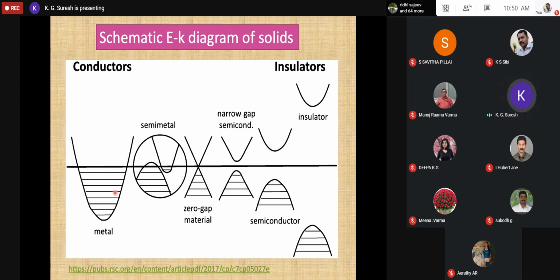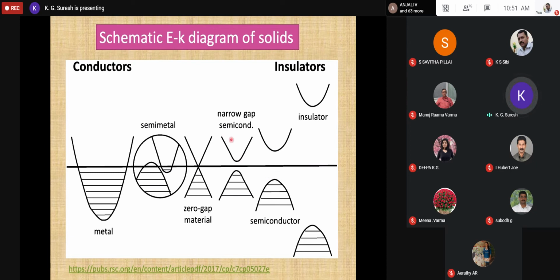You can see that it's a very simple case. It's a parabolic band. You can see that this is the highest occupied level, nothing but the Fermi level. Let me go to the insulator, where the gap is very large, as I mentioned earlier also. And the semiconductor, where the gap is very small. At the Fermi level, one can actually have thermal excitations if the temperature is not very low. And that is why most of the semiconductors give reasonably good conductivity even at room temperature.